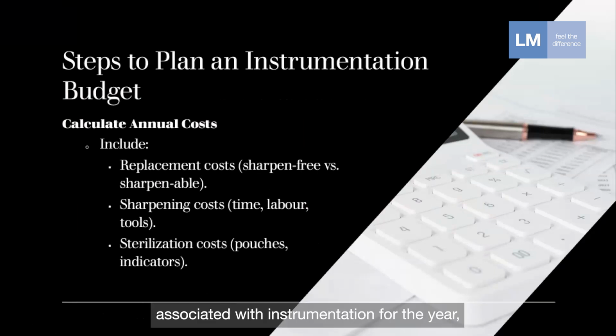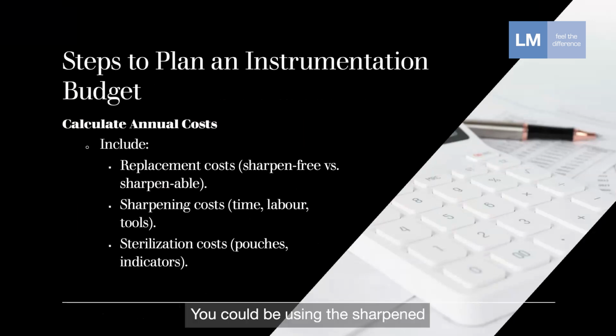So next, we want to calculate the annual costs. Include all the costs associated with instrumentation for the year, such as instrument purchase or replacement. You could be using the sharpen free versus a sharpenable. How about the sharpening costs? Time, labor, supplies, and tools for sharpening instruments.